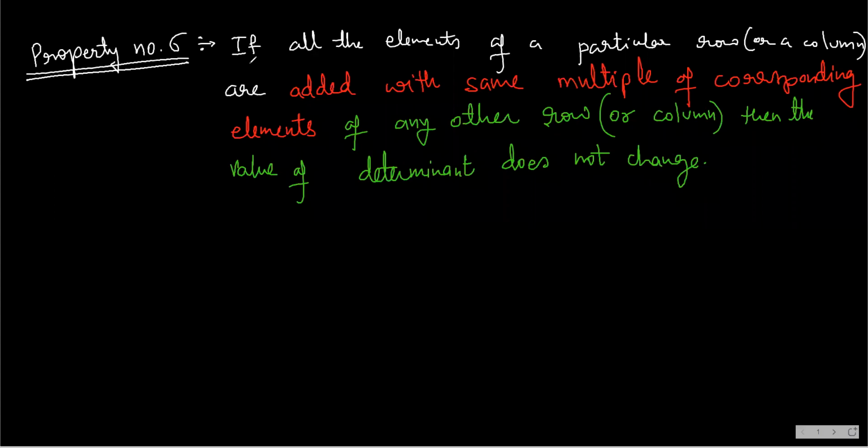Property number 6 is if all the elements of a particular row or a column are added with same multiples of corresponding elements of any other row or column, then the value of determinant does not change. So I will explain this to you with the help of an example. Okay, let me take one example.